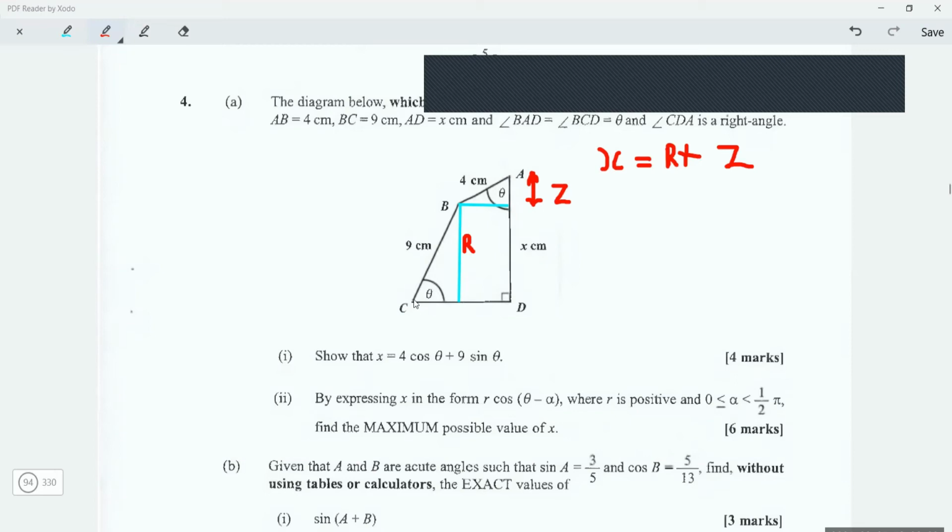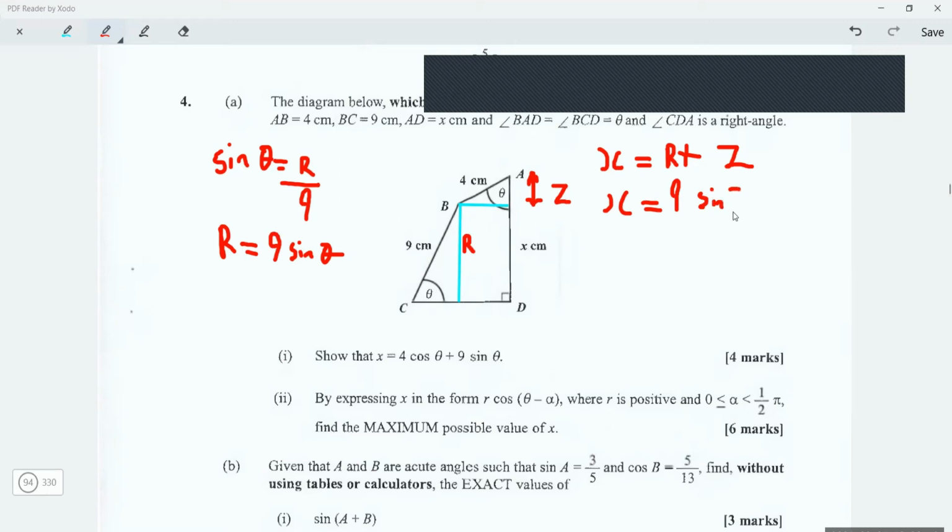Now in this triangle, since we know R and we know 9, once you know opposite and hypotenuse, you know that the sine of theta is the opposite R over the hypotenuse 9. We know theta. So transposing, we end up getting R is 9 sine theta. That's what you do right there. So we can put X equal to the R right there, which is 9 sine theta.